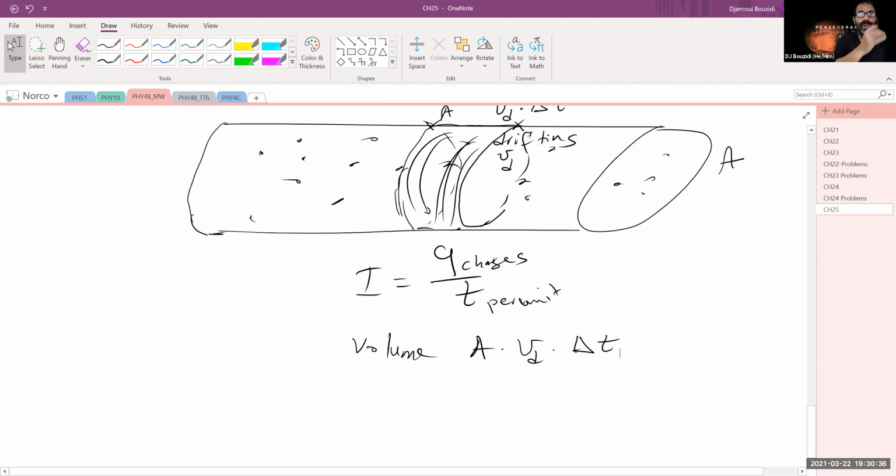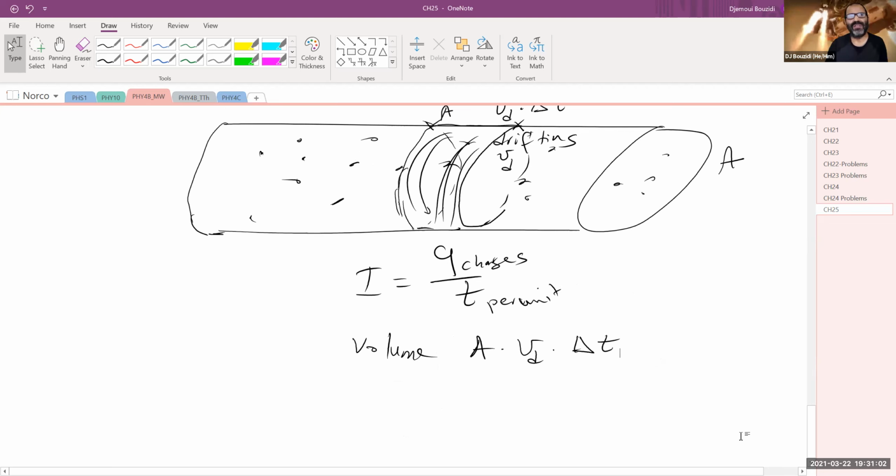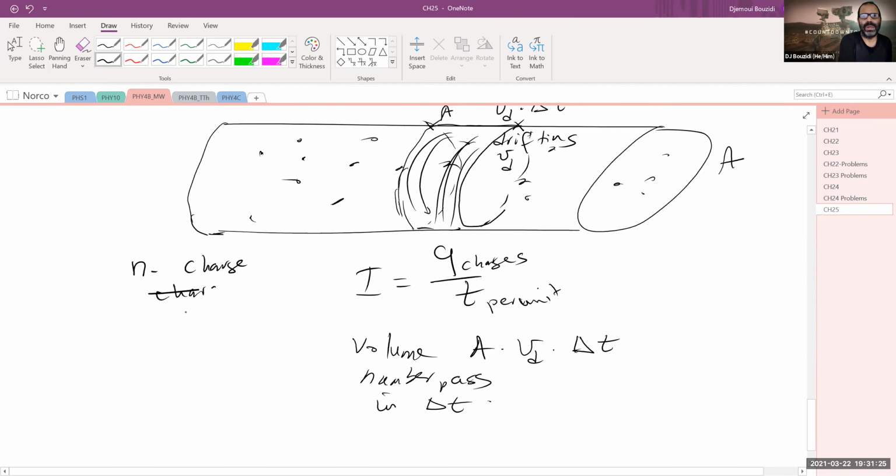After a delta T amount of time, if you really don't like 1 second, just plug in 1 second here, okay? So even a delta T amount of time would work. I start counting the clock and see how many pass. I know that they are drifting on average with this velocity, so Vd times delta T will pass during that time delta T. Now they have passed through this area, and I multiply by the area to find the volume, and from that the number of particles that pass in delta T amount of time. I'm going to make an assumption about this material, because I don't know what it is. I'm going to assume that it has N charge carriers per unit volume.